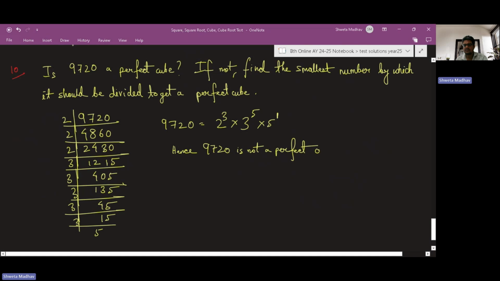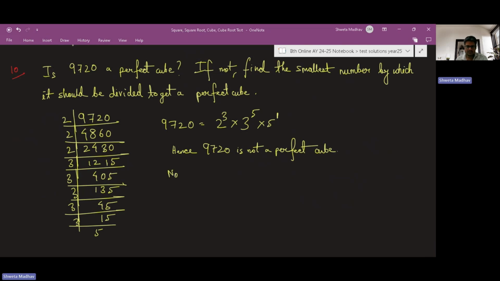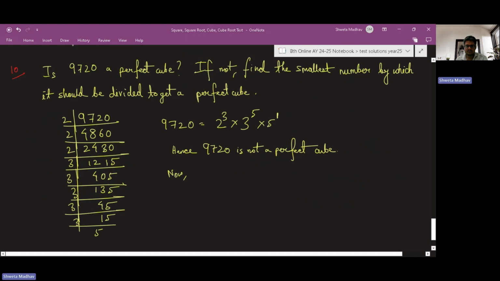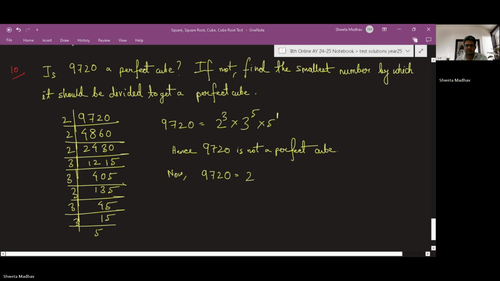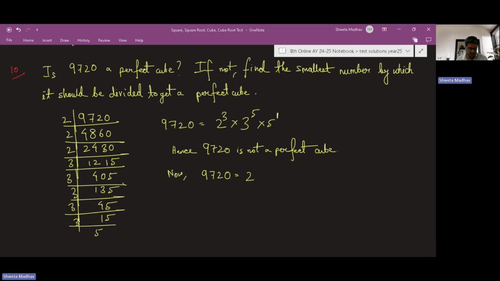9720 is not a perfect cube. Now, 9720 can be written as follows. If you have to find the smallest number by which it should be divided, it means that we should divide it by 3 power 2 into 5.